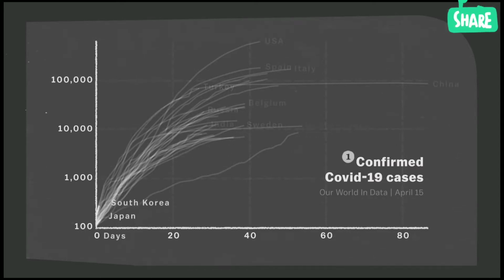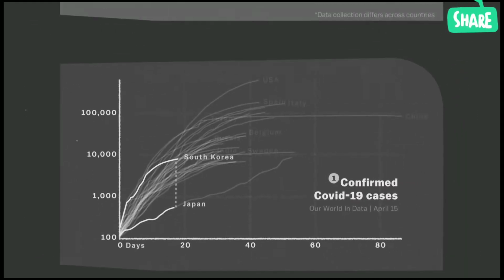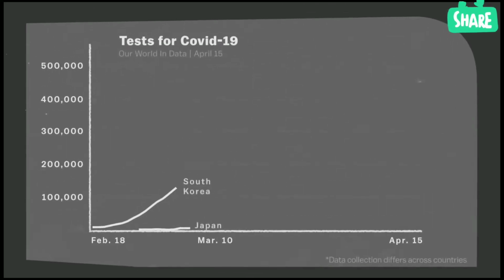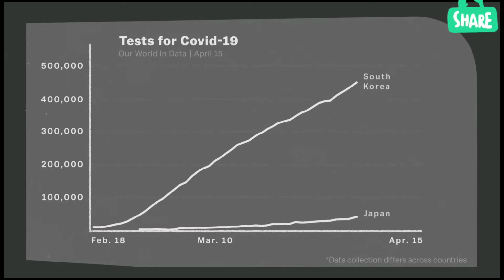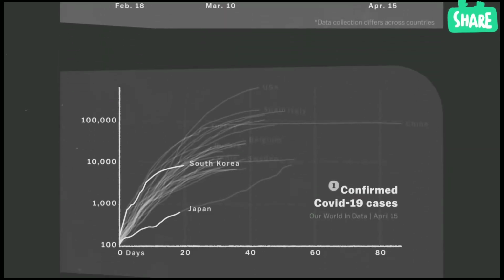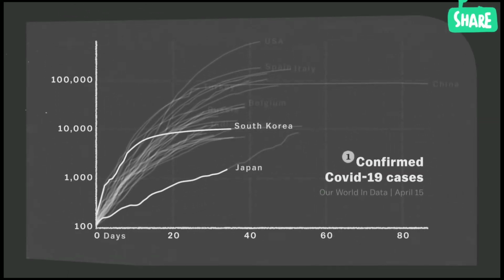Take a look at Japan and South Korea earlier in the pandemic. Japan's outbreak looked pretty small in comparison. But the available data on testing shows us that South Korea had tested vastly more people than Japan did, even though their population is less than half as big. And now, as Japan slowly increases their testing, the outbreak there looks more worrying.